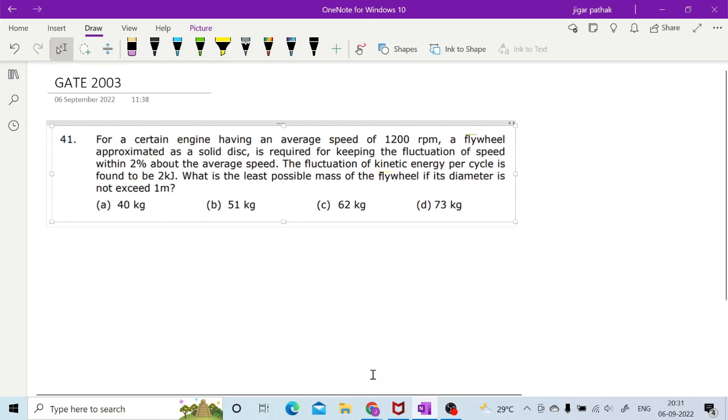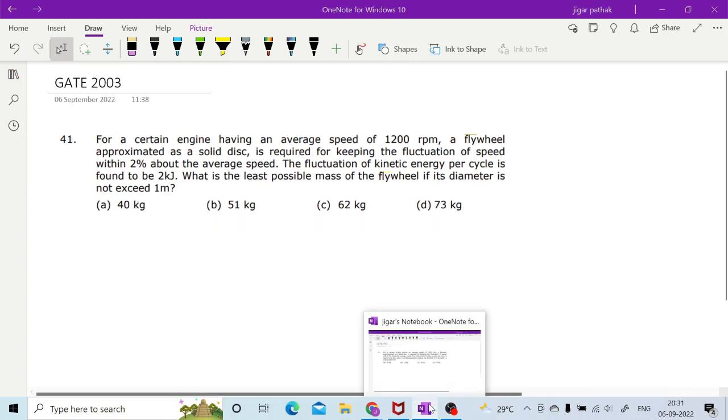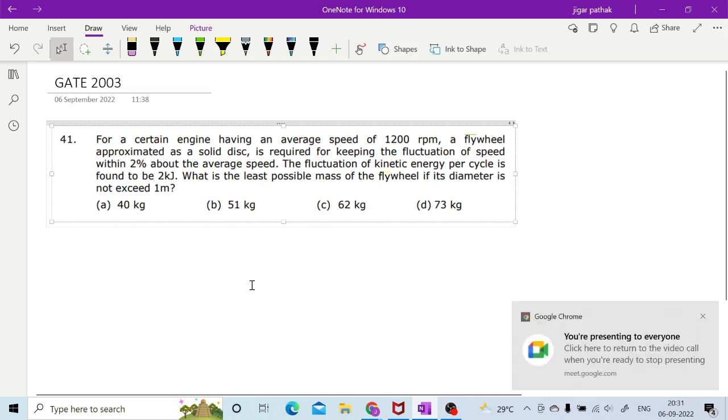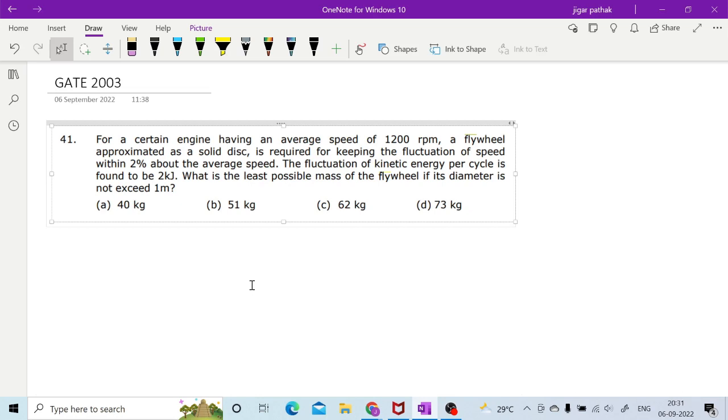If we go by the questions asked in GATE, this is the first question, as I have mentioned on the screen. For a certain engine having an average speed of 1200 rpm, a flywheel approximated as a solid disc is required for keeping the fluctuation of speed within 2% about the average speed. The fluctuation of kinetic energy per cycle is found to be 2 kilojoules. Now, what is the least possible mass of flywheel if its diameter is not to exceed 1 meter?